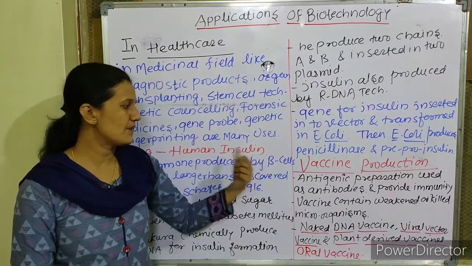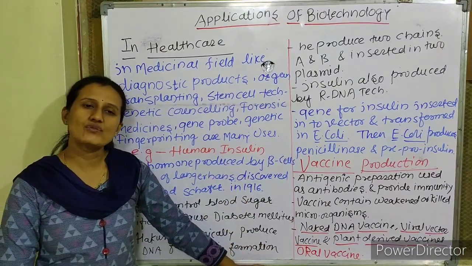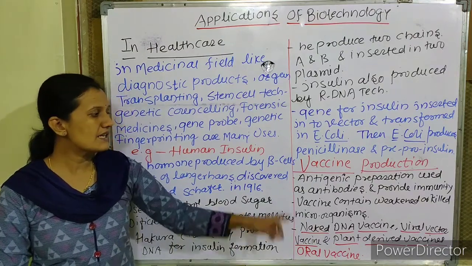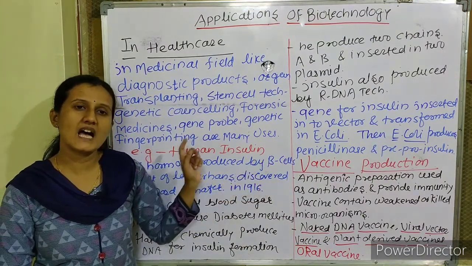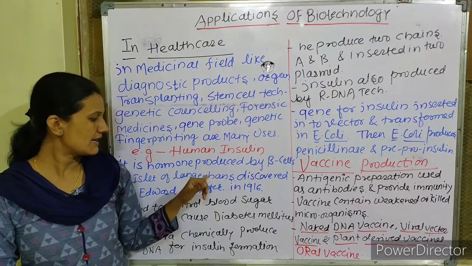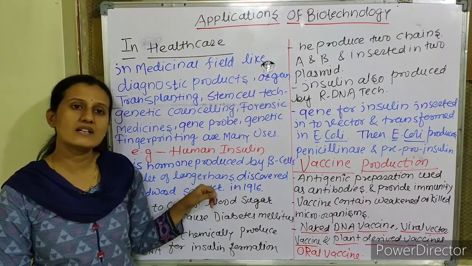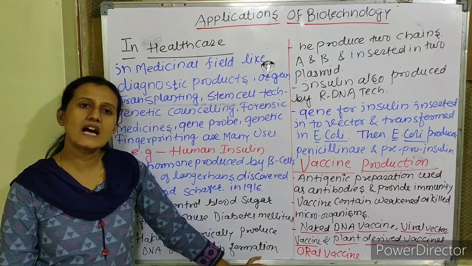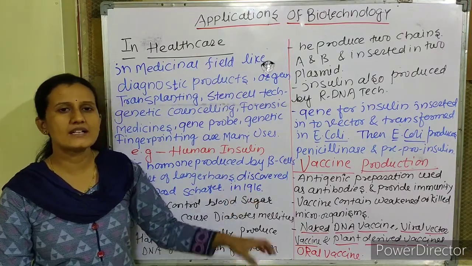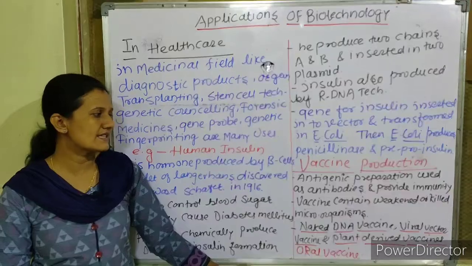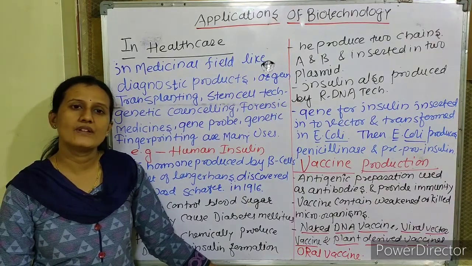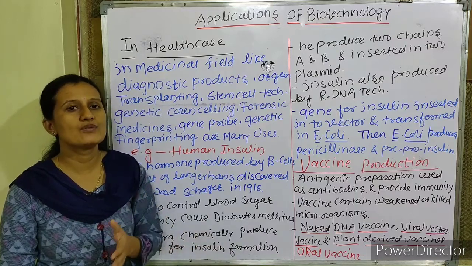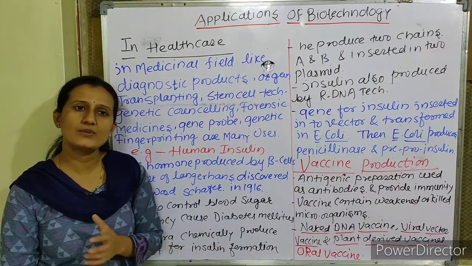Then human insulin is one of the hormones produced by one of the endocrine glands, that is the pancreas, by the beta cells of the pancreas present in the islets of Langerhans. It was discovered by Sir Edward Schafer in 1916. While he was studying the islets of Langerhans, he extracted that hormone, which is called insulin. What is the function of insulin? It is a hormone which maintains the blood sugar level in the body.